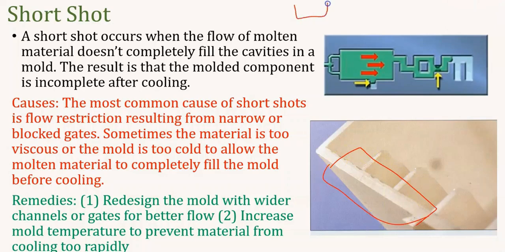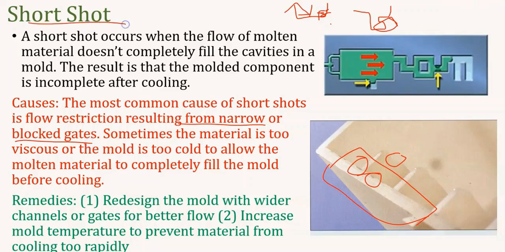So what it means is, the filling, right? We are pouring some material, but due to the fast cooling of the material, it won't fill this area, so it will have a defect like this, right? This area cannot be filled. You can see this is the area that is not properly filled. Also you can see it here, right? The most common cause of a short shot is flow restriction resulting from a narrow or blocked gate. So if the gating system is not proper, it will lead to short shot.